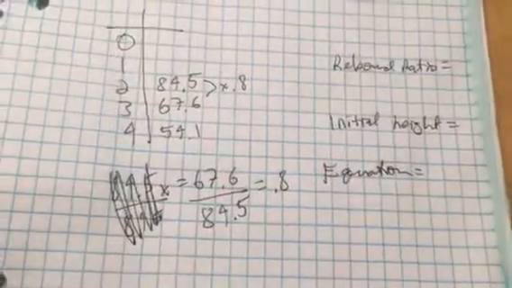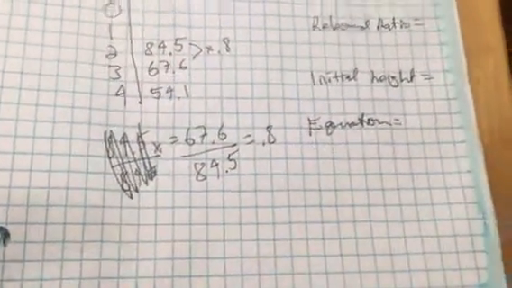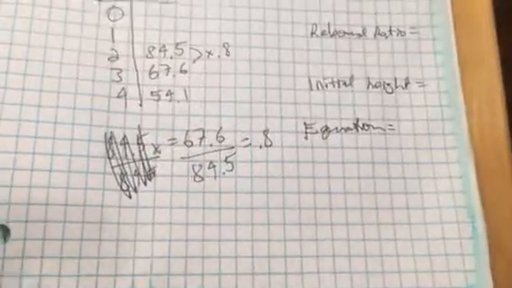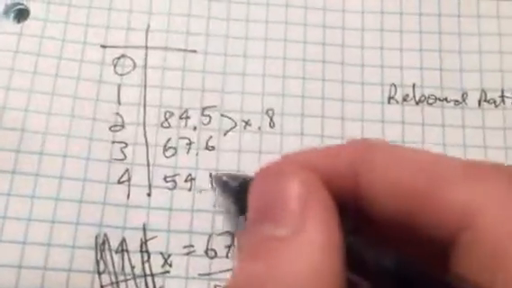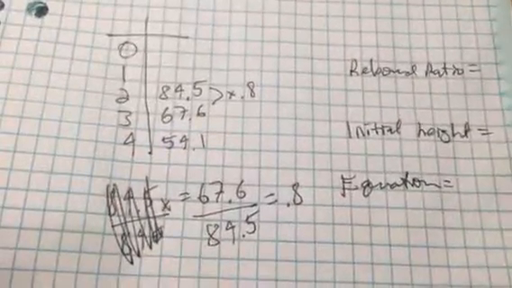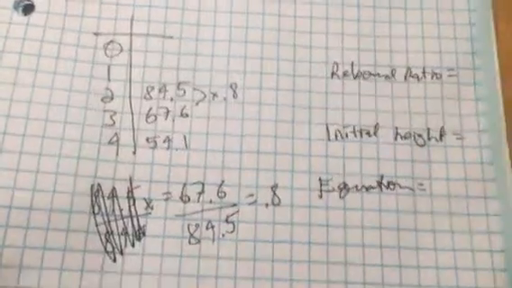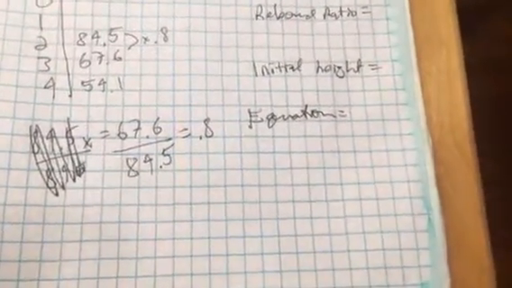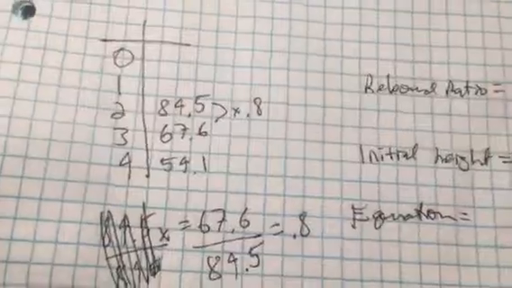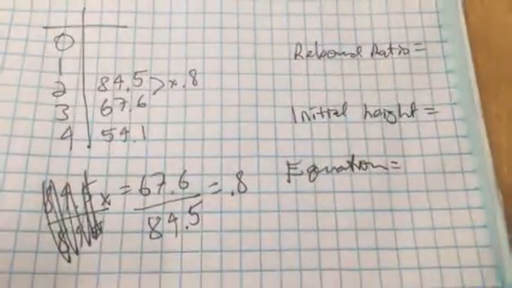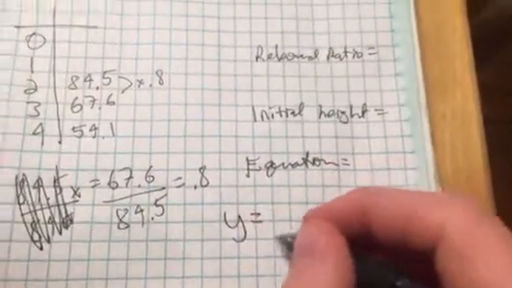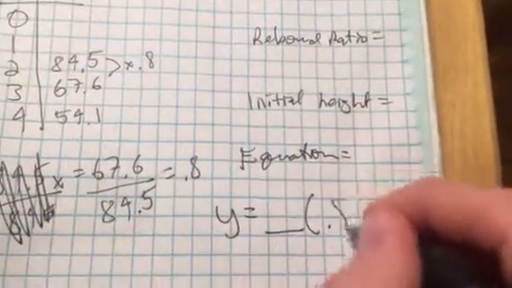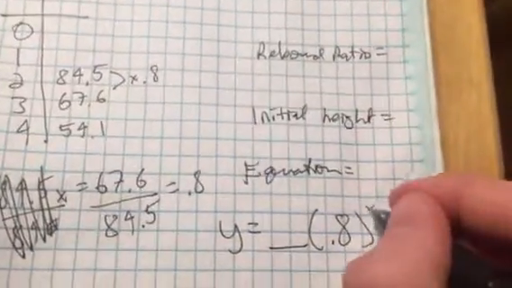I just want to take real quick, make sure that 67.6 times 0.8 should give me that next term. 54, well, they rounded. Interesting. 67.6 times 0.8, yeah, 54.08, or they rounded to 54.1. Cool. So we can go ahead and start writing the equation then. Y equals. I don't know the initial value, but I know the multiplier is 0.8. Cool. To the x. So that's the rebound ratio, 0.8.